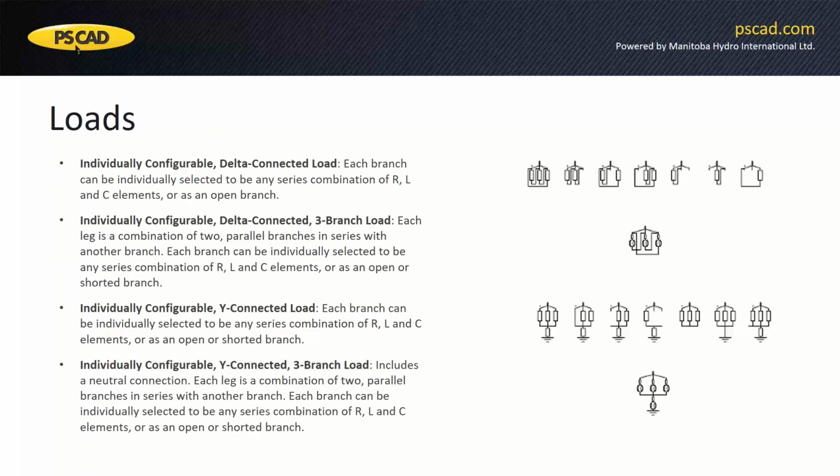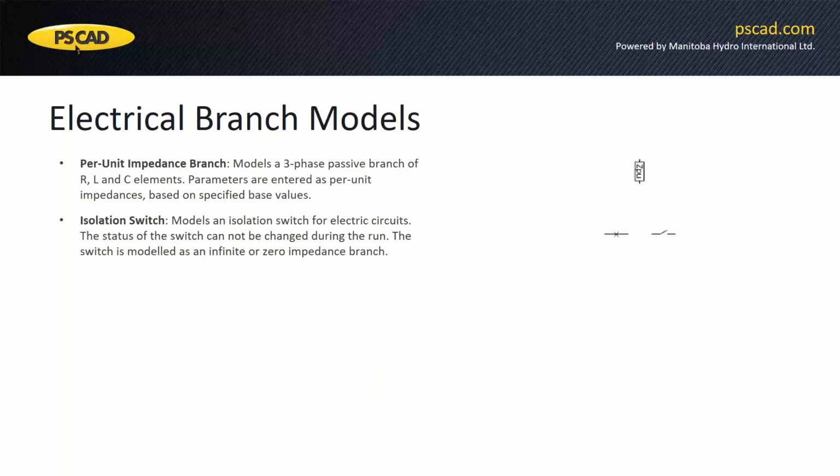In terms of loads, we've added 4 individually configurable loads in different configurations. These will help you when you're setting up series or parallel combinations of RLC elements, just an efficiency thing. A couple of electric branch models: the per unit impedance branch basically represents RLC elements, and you can enter the data as per unit impedance based on a base value. And an isolation switch. This switch is modeled as an infinite or zero impedance branch and cannot be changed during the run.